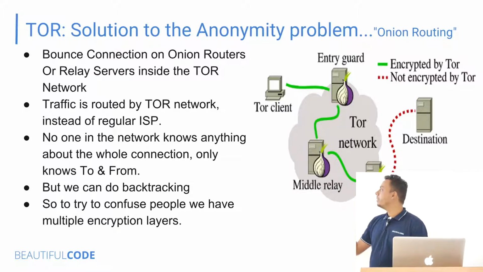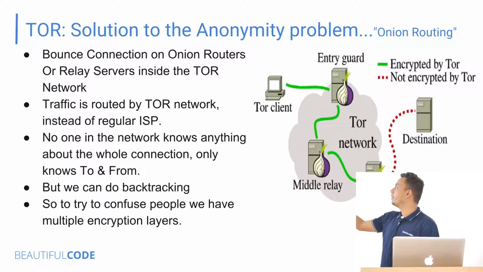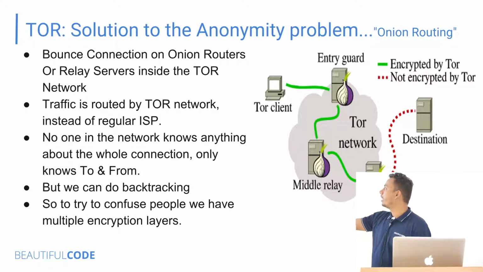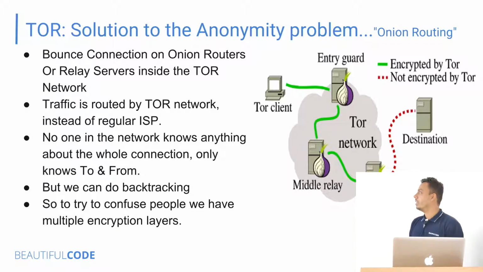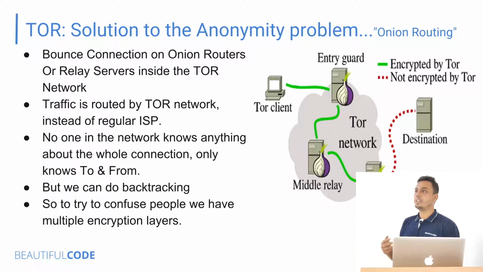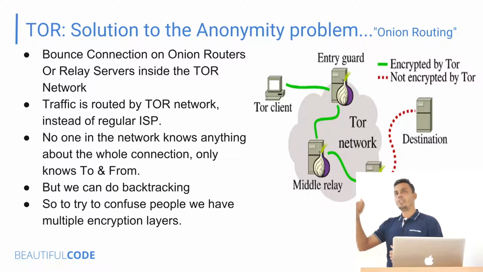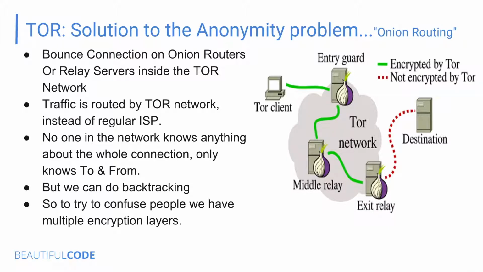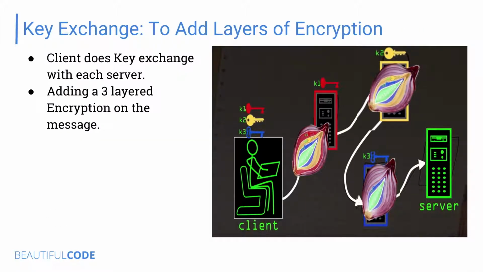Okay, so now you will be thinking, what is the big deal about it? If we can just backtrack from here, we'll get to know where the request is coming from. To solve that problem, we encrypt our data with multiple layers of encryption while moving from one server to another. From the figure you can see that I have done a key exchange with all the 3 relay servers, and using those keys I have put encryption layers on my message.